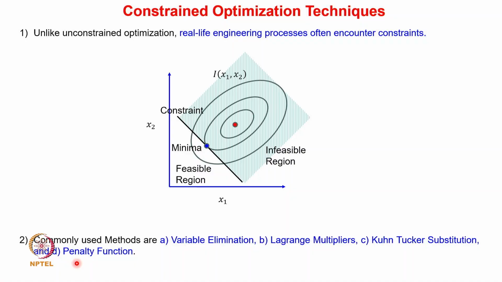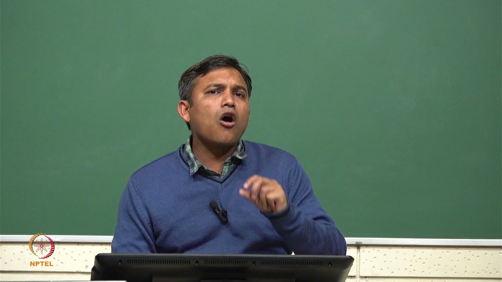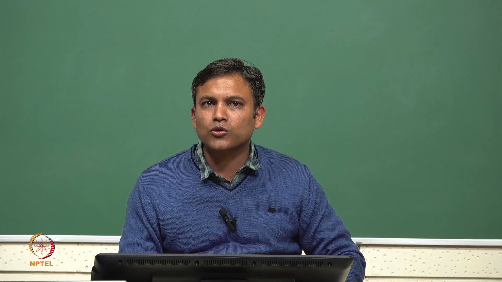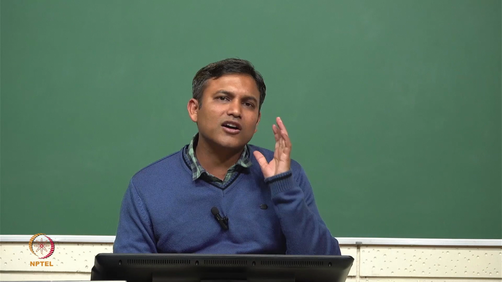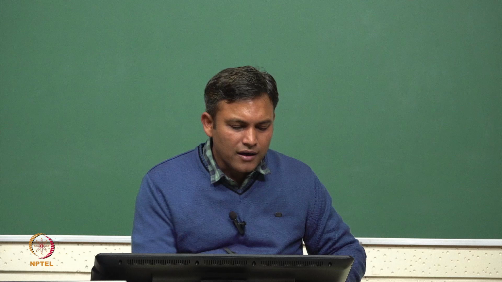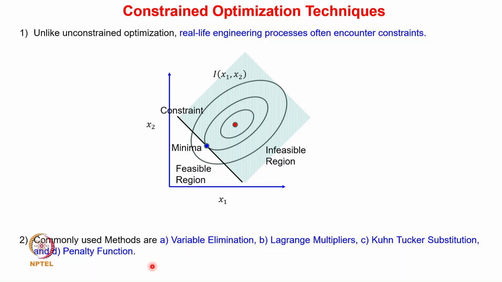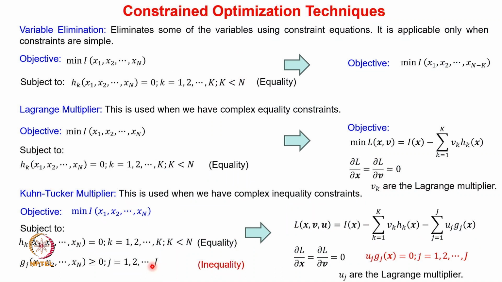The last method is the penalty function. In the penalty function method, instead of doing a mathematical substitution, we calculate the objective function. We also calculate the constraints, and whenever there is a constraint violation, we add a penalty to the objective function. This is the rationale behind this last method. We will look at some discussion along this line, and then we will move to linear programming.